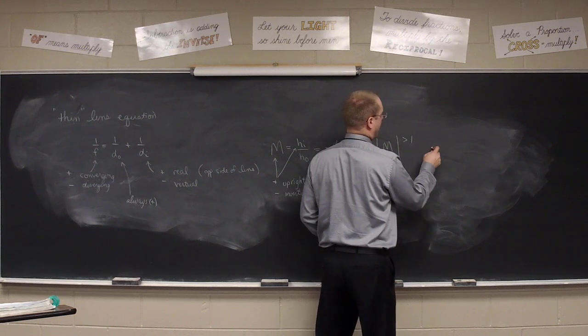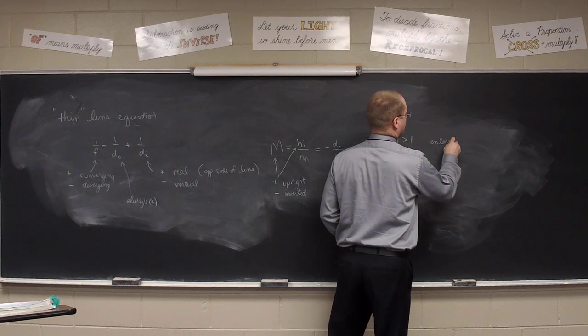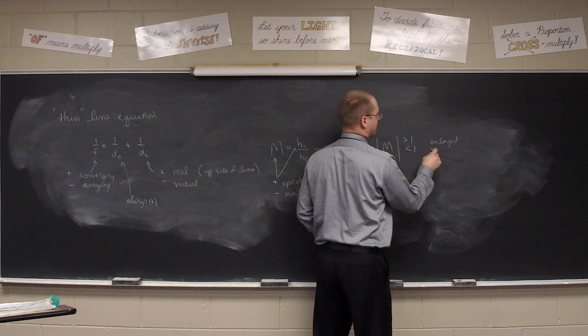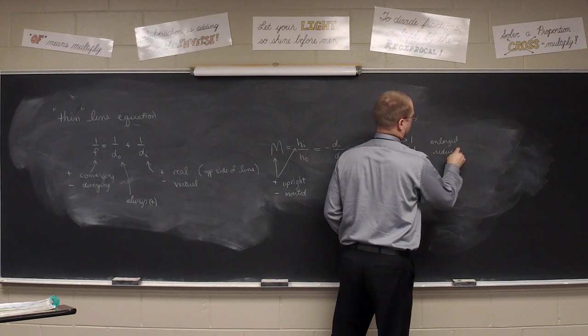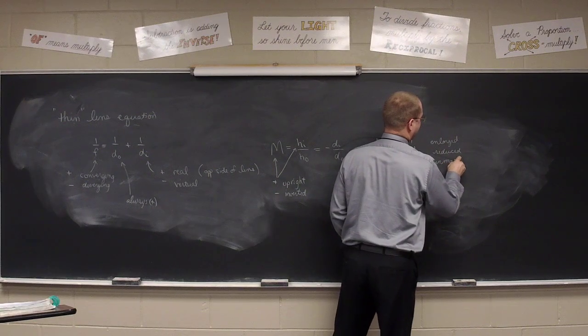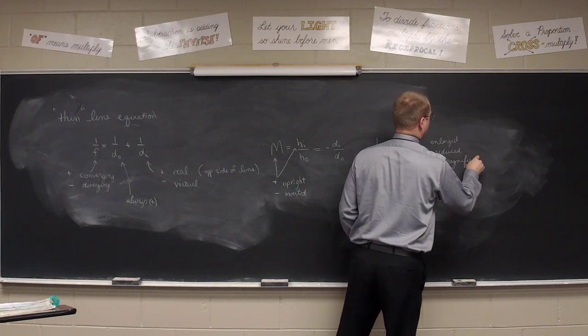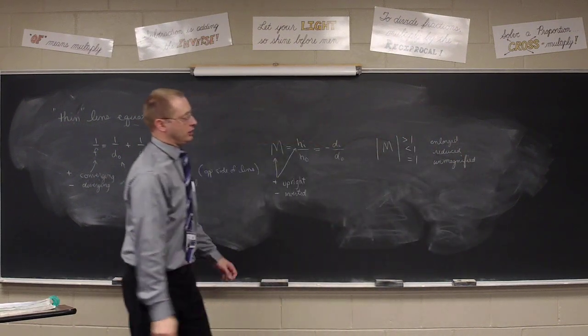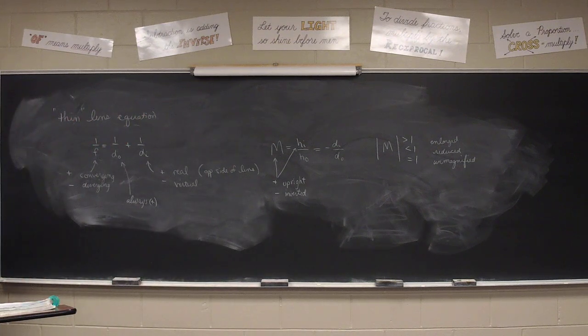And as before, the absolute value of lateral magnification: if it's greater than 1, we have an enlarged image. If the absolute value is less than 1, we have a reduced image. And if it's equal to 1, we have an unmagnified image, one that is neither enlarged nor reduced. All of this is the same stuff we did with mirrors, so it should be very easy to remember.